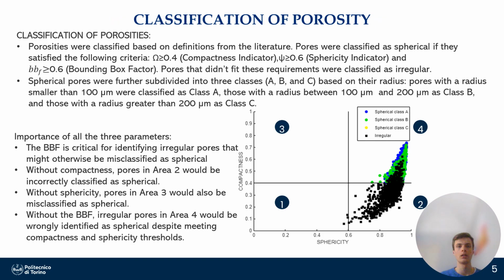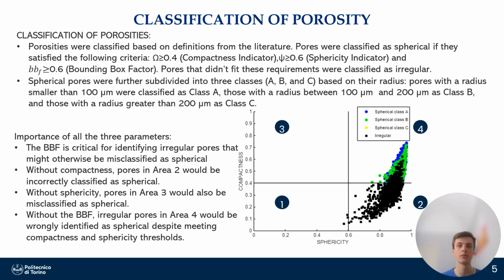their geometry. Using the geometric parameters illustrated in the previous slide, the pores detected through X-ray computed tomography were classified. For each pore, the values of the three geometric parameters were determined, and the pores were classified as spherical if they had compactness greater than 0.4, and sphericity and bounding box factor greater than 0.6. Following this classification, spherical pores were further divided into three subclasses, A, B, and C, based on the diameter increasing from class A to class C. All pores that did not meet the criteria for spherical classification were categorized as irregular.